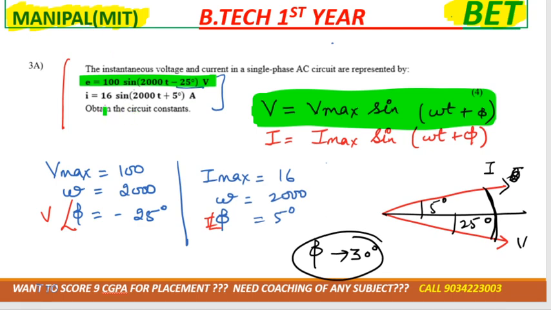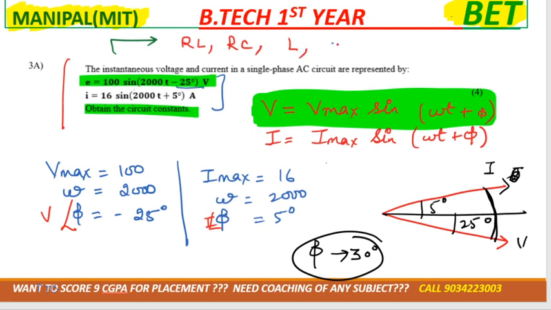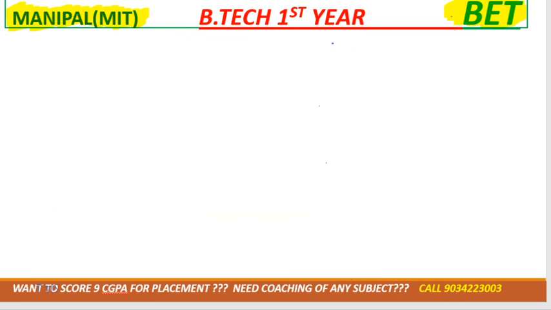Now again they confuse the student. What they have asked is, obtain the circuit constant. The student won't be able to recognize what they have exactly asked in the question. So they have basically asked whether this kind of circuit is an RL circuit, an RC circuit, a pure inductor or a pure capacitor. So how do we know it's a pure inductor or a capacitor? If the phase angle is 90 degree. Mark my words, I'll tell you in detail first.